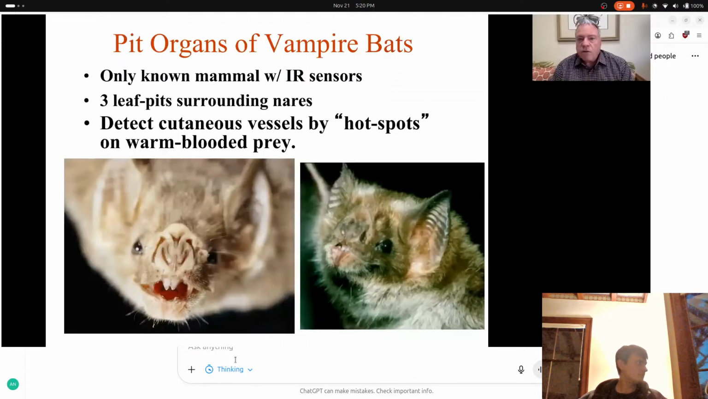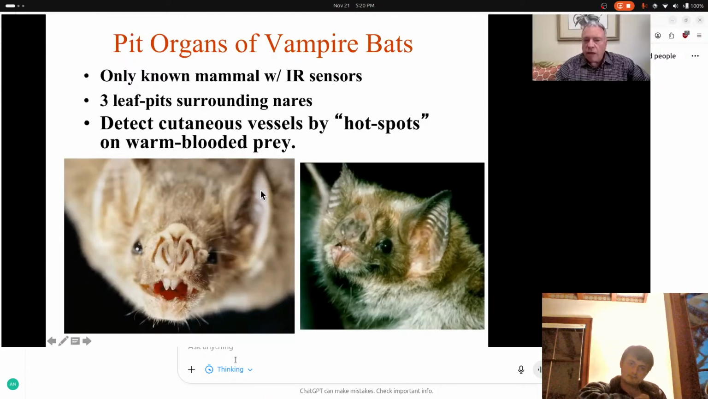Now, it turns out that there's one mammal that also has infrared receptors, and that's the vampire bat. We talked about him a little bit when we talked about osmoregulation. So again, the only known mammal that has infrared receptors. And so it's also got these pit organs, these leaf pits around the nostrils. So here are its two nostrils, nares, and then here are these three pit organs that have infrared receptors on.